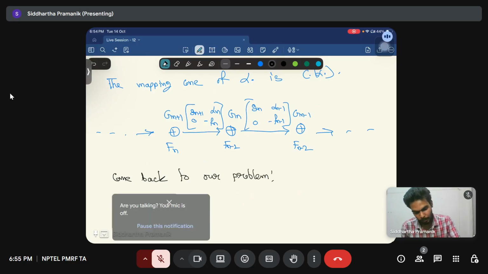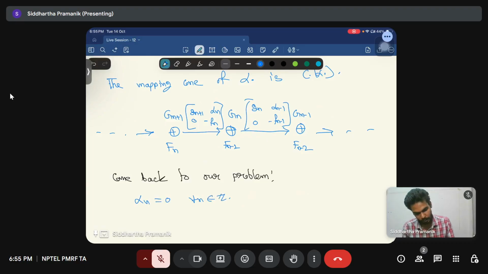In our problem, our alpha n is 0 for all n belongs to Z. So, okay, let me use this notation. So this is delta n plus 1. This is delta n. So this will imply delta n is equal to gn, 0, 0, minus fn minus 1. This is for all n.